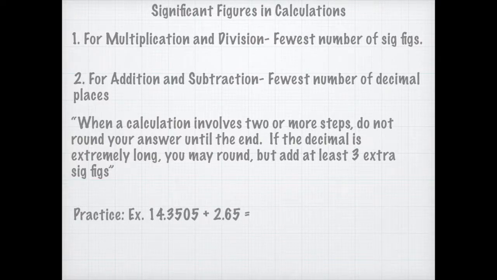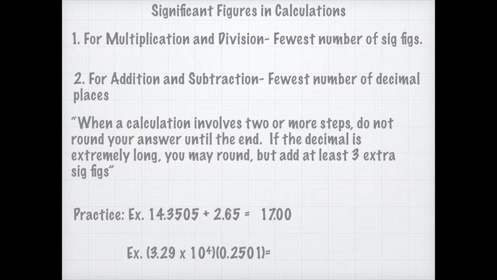So let's look at a practice problem. I've got 14.3505 plus 2.65. Well, since I am adding, I'm going to be using the fewest number of decimal places. The first value has 4 decimal places, while the second one only has 2. So my final answer, once I add these together, needs to round to only have 2 decimal places, which gives me the answer of 17.00.